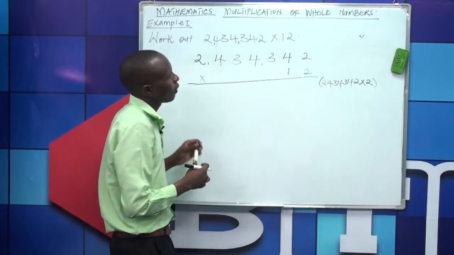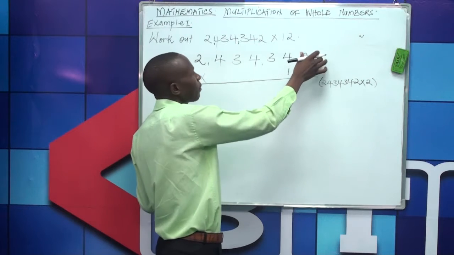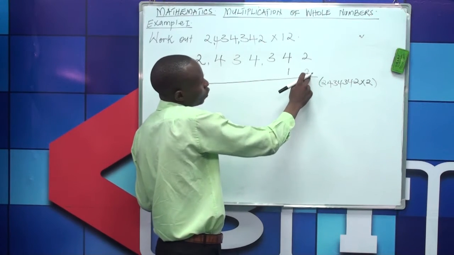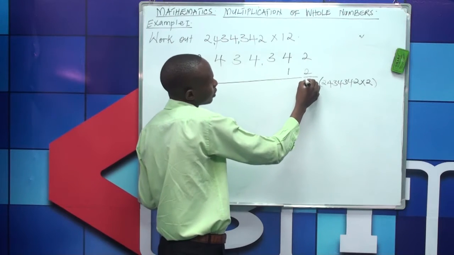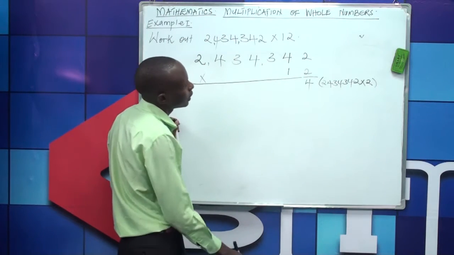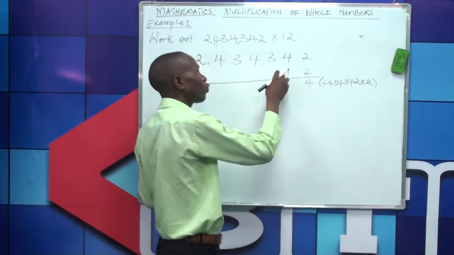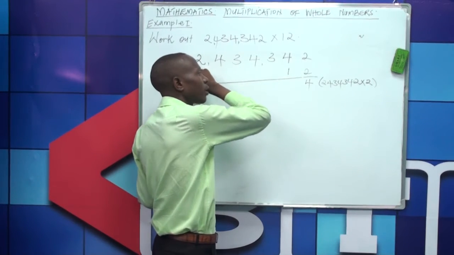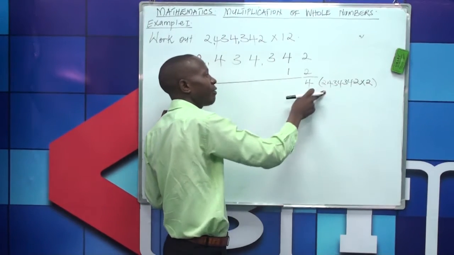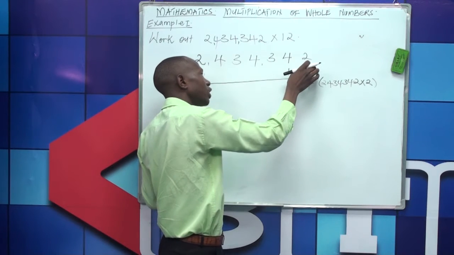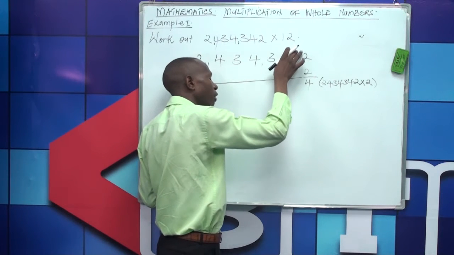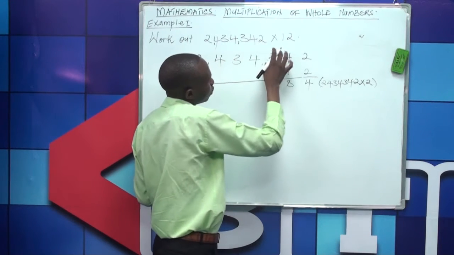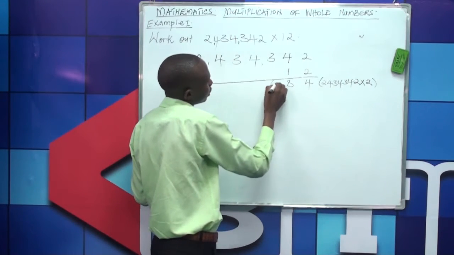I'm going to first begin with this digit and multiply with everything here. So I'll say 2 times 2, it will give us 4. We shall not come to 1 yet. We have to first deal with this 2 from here up to here, because I've said this 2 will multiply everything. So we come to this: 2 times 4 gives us 8. Then 2 times 3 gives us 6.